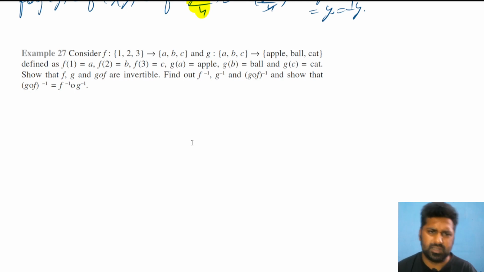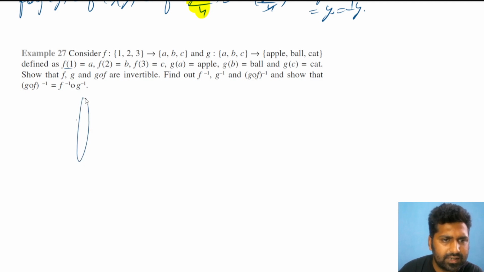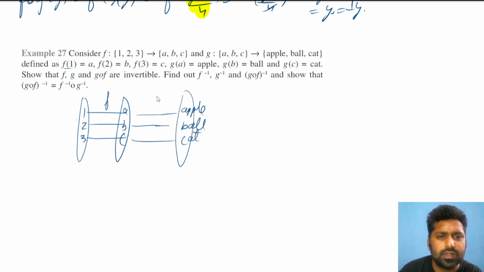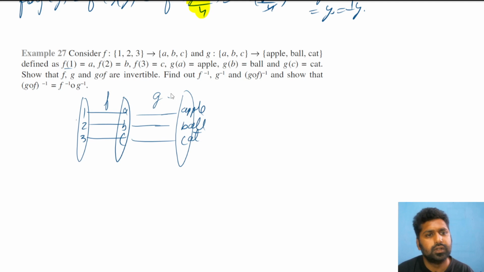You have a question in terms of sets. f is defined from these two sets, g is defined from these two sets. They are being related with this: f of 1 is A, f of 2 is B, this is C. So I'll relate it like this: 1, 2, 3, A, B, C. That's the f function, and then A, B, C are related with apple, ball, cat. A is related with apple, B is for ball, C is related with cat. That's the g function. He is saying show that f and g, or g∘f, are invertible.